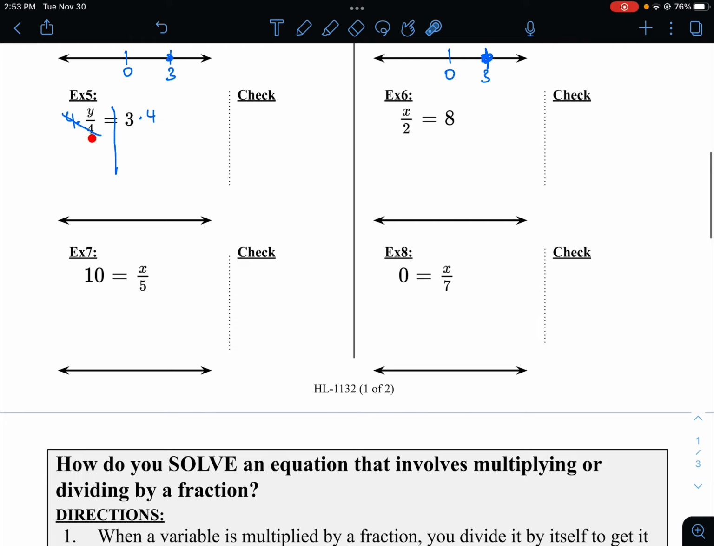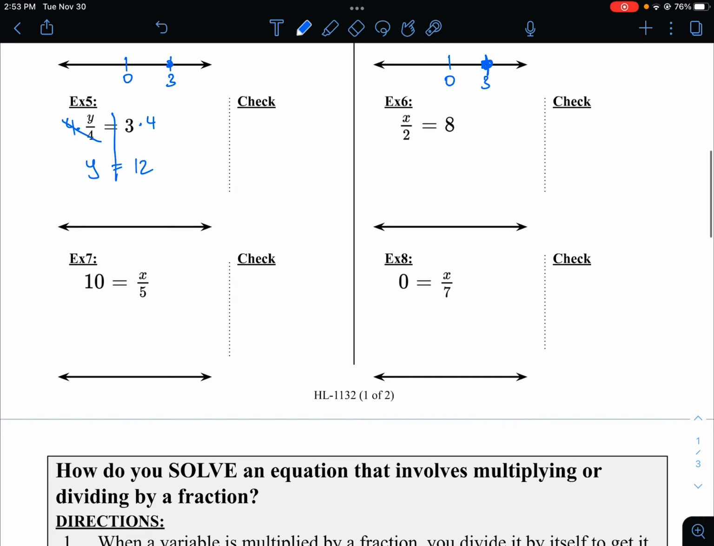So y is being divided by 4. If I multiply that by 4, it cancels that out, leaving me with the original. So that leaves me with y. And 3 times 4 is 12. Let's see if that's correct. Does 12 divided by 4 equal 3? It does. That checks out.